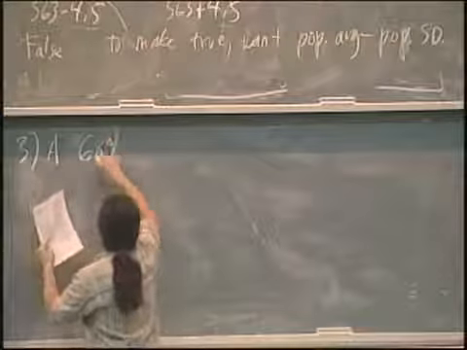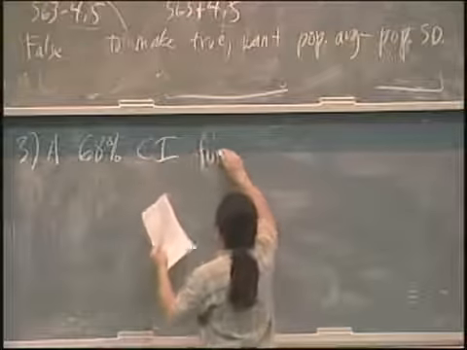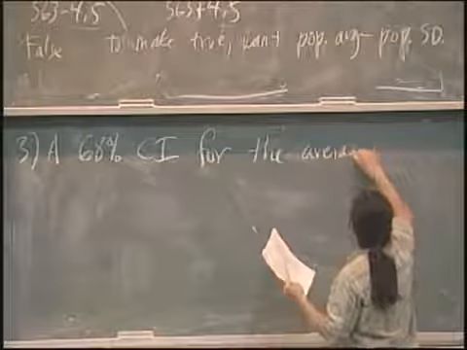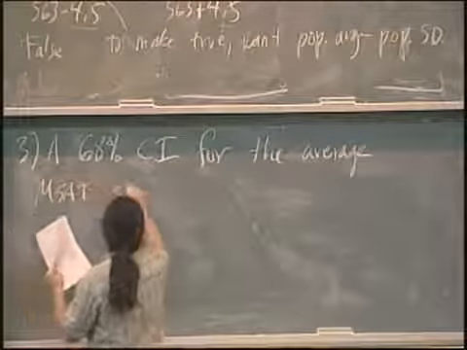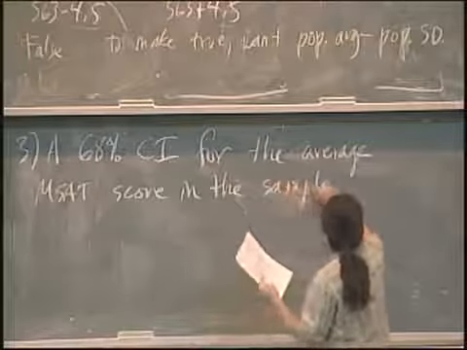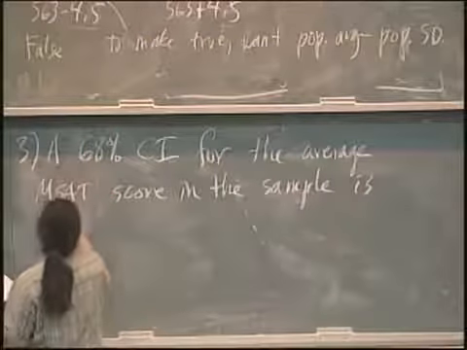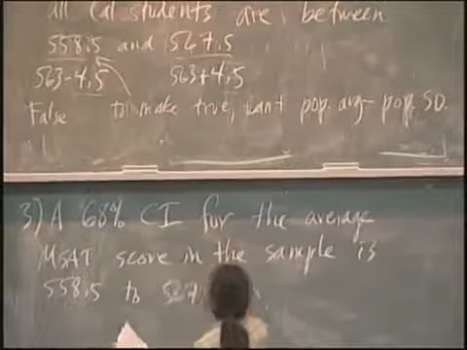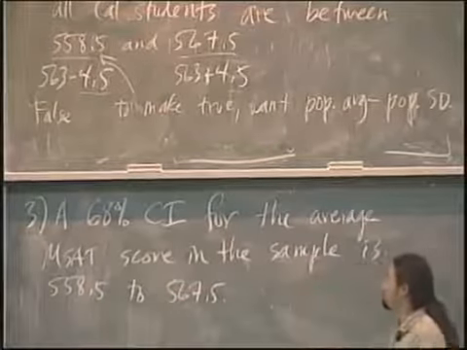So I'm gonna make you answer this one fast. Just so you know, you're warned. A 68% confidence interval for the average MSAT score in the sample is that range there, 558.5 to 567.5. Again, that's 563 minus 4.5, 563 plus 4.5.